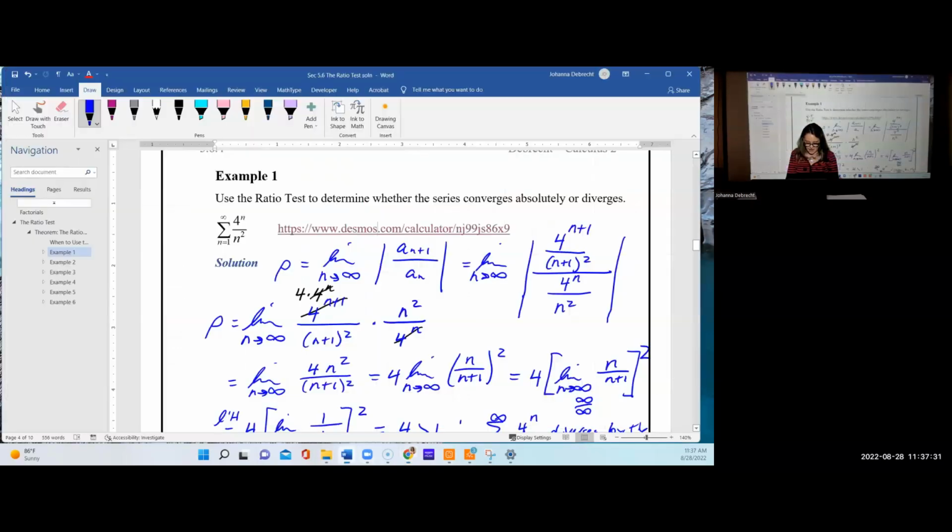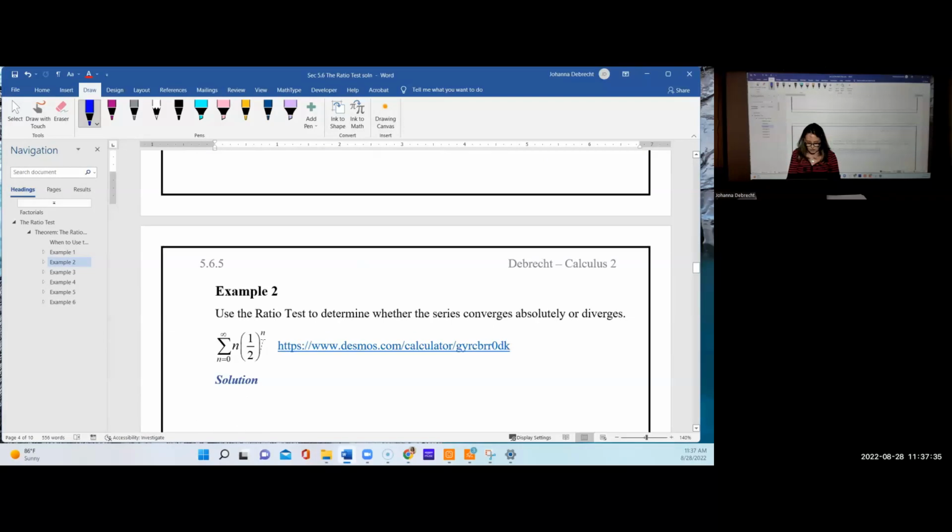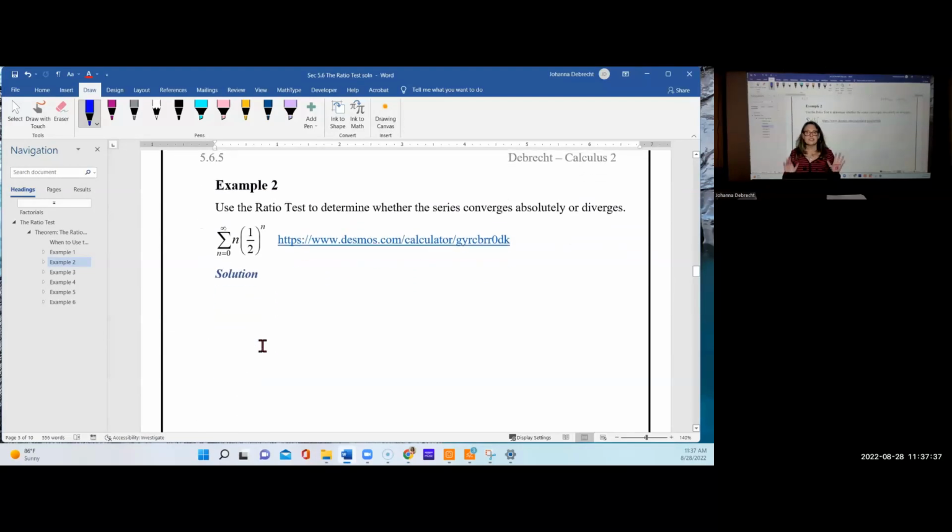Okay, let's go back to our notes, and let's take a look now at the second one. Again, don't click on the link because I don't want you to know yet which way it goes. But sometimes the divergence test can be a little harder to apply because maybe you're not as comfortable with taking limits of more complicated expressions.